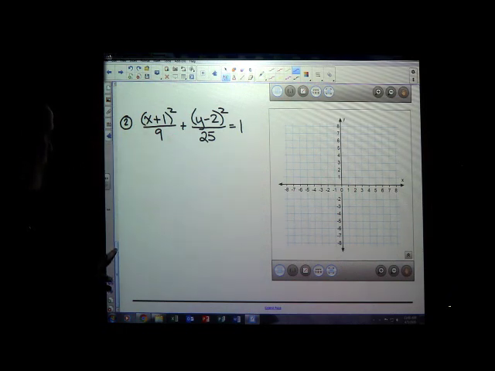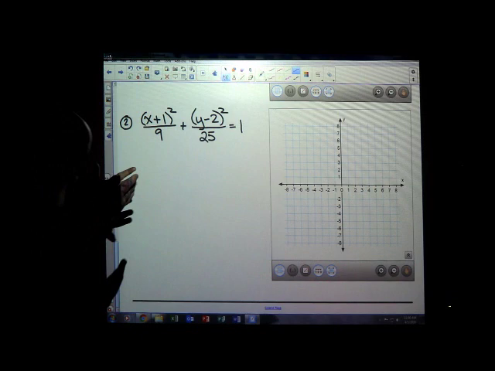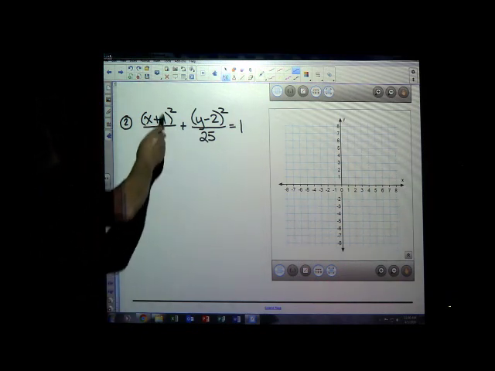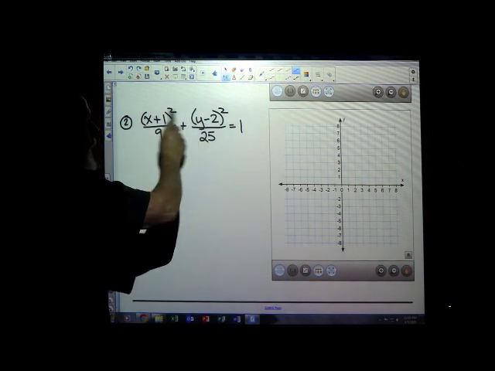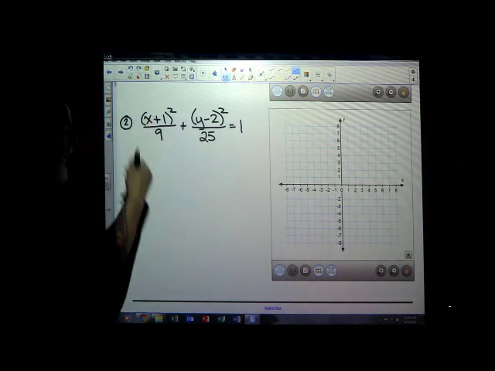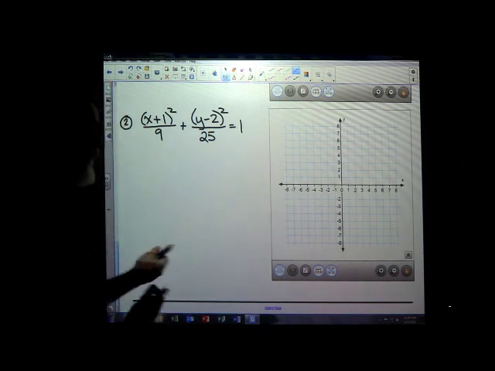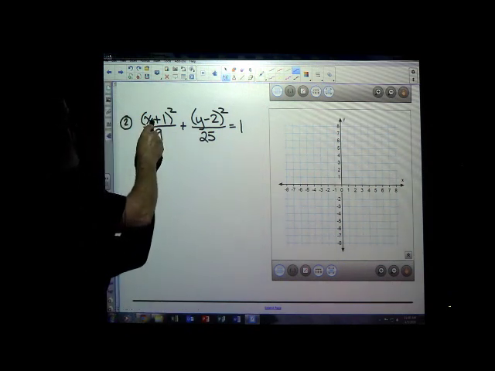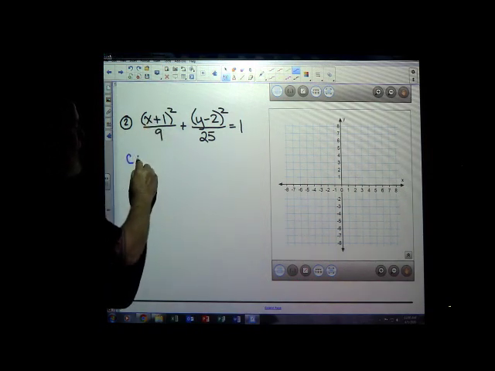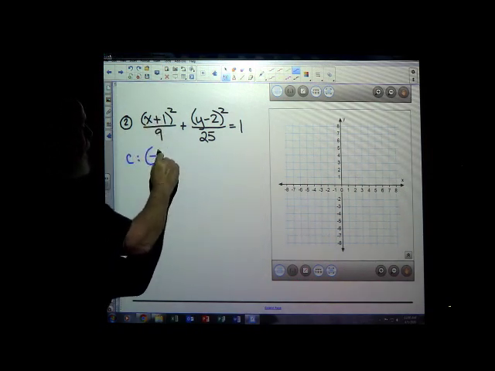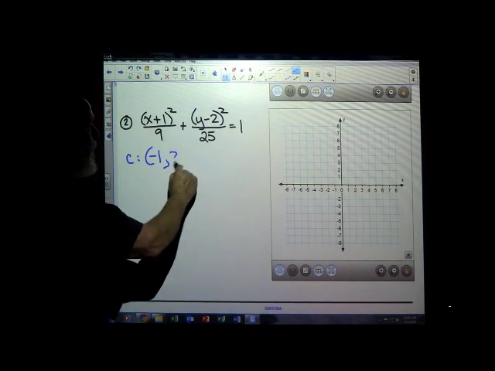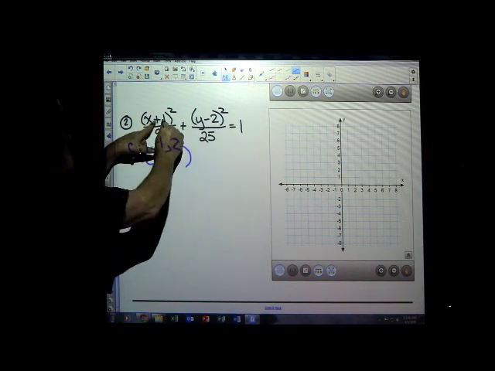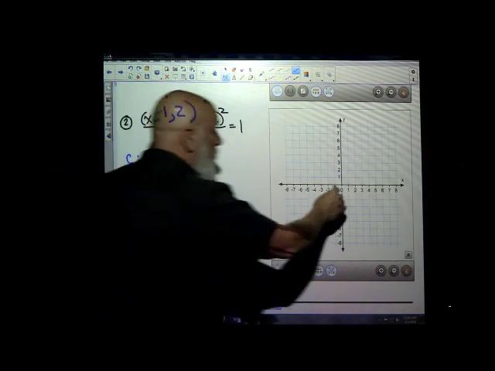In this case, we're going to have to use our counterintuitive thinking to find the center of our ellipse. Just like we did with a circle, we're going to find the center of this ellipse by using counterintuitive thinking. It's going to go exactly the opposite of the way that we would think it was going to go. So I'm going to find the center of my ellipse. It's going to be at -1, 2. There's the center of my ellipse, counterintuitive. So here it is, -1, 2.